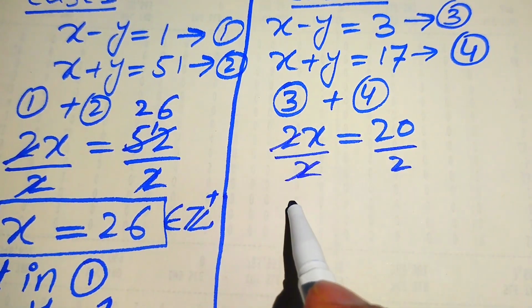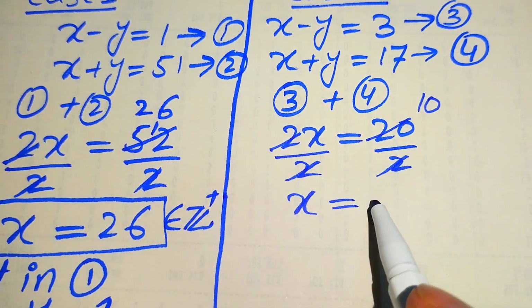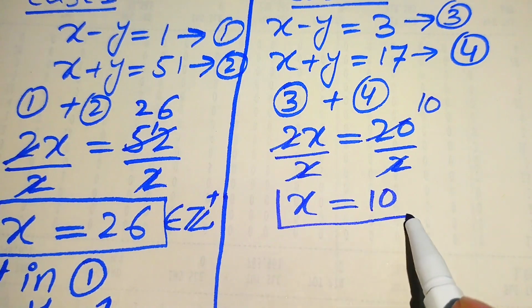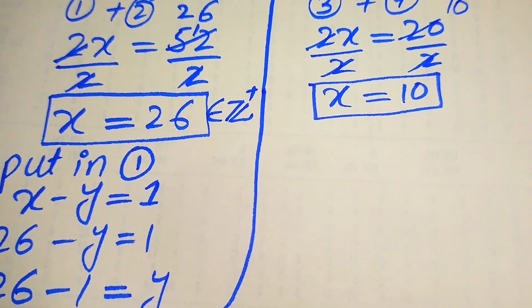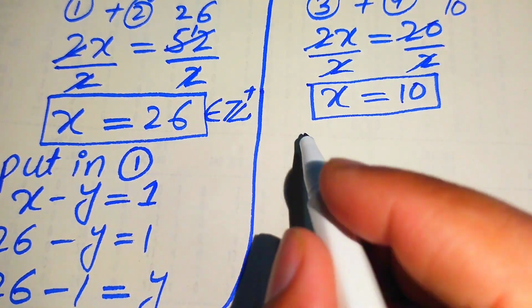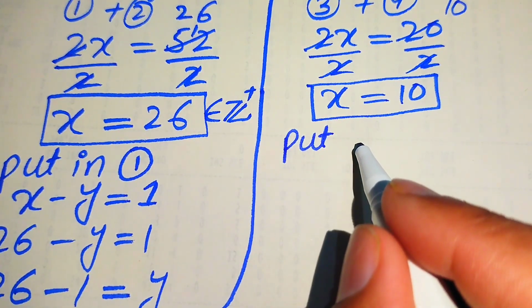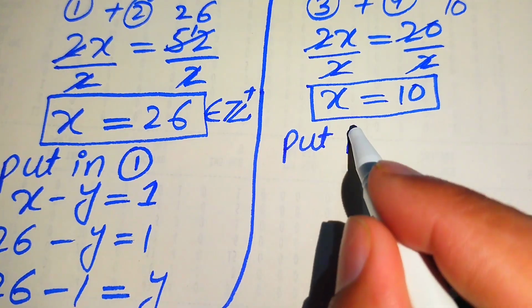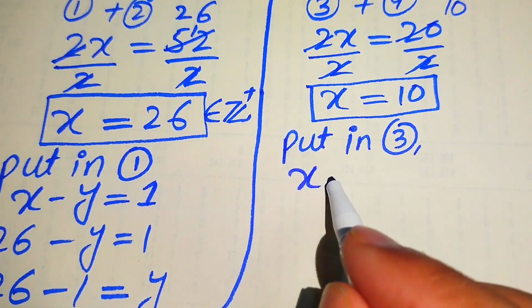This 2 and 2 are gone, and we obtain x is equal to 20 divided by 2, which is 10, and we get the value of x is equal to 10. So this is the only one value of x. We use this value of x in equation number 3 and we get the corresponding value of y. So we put this value of x in equation number 3. And now we copy down equation number 3 here.